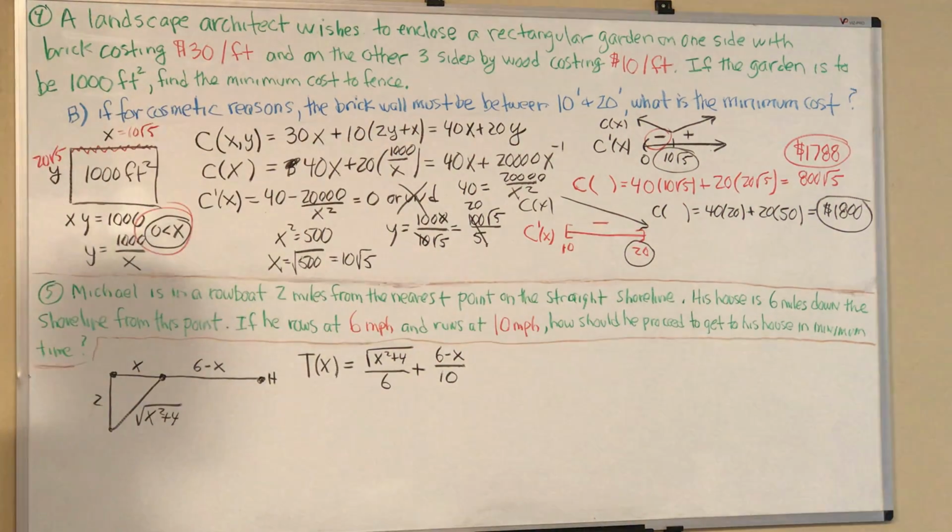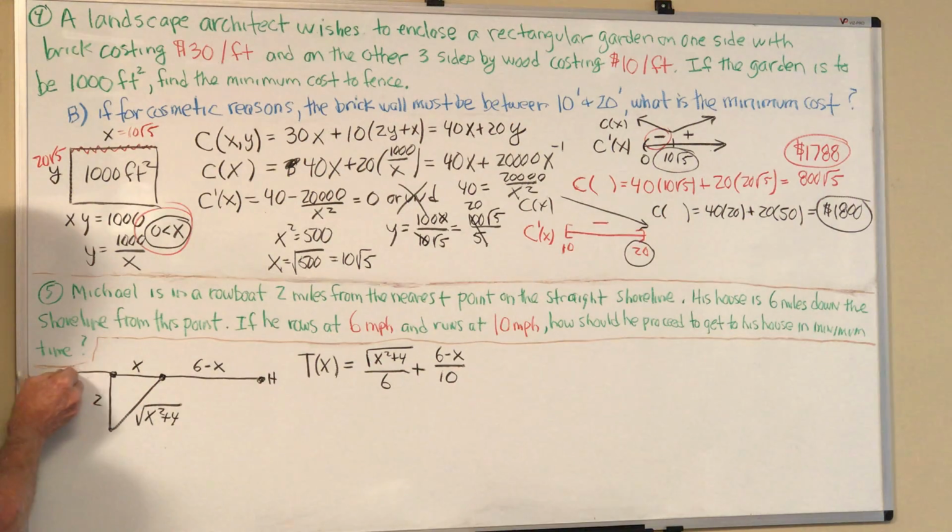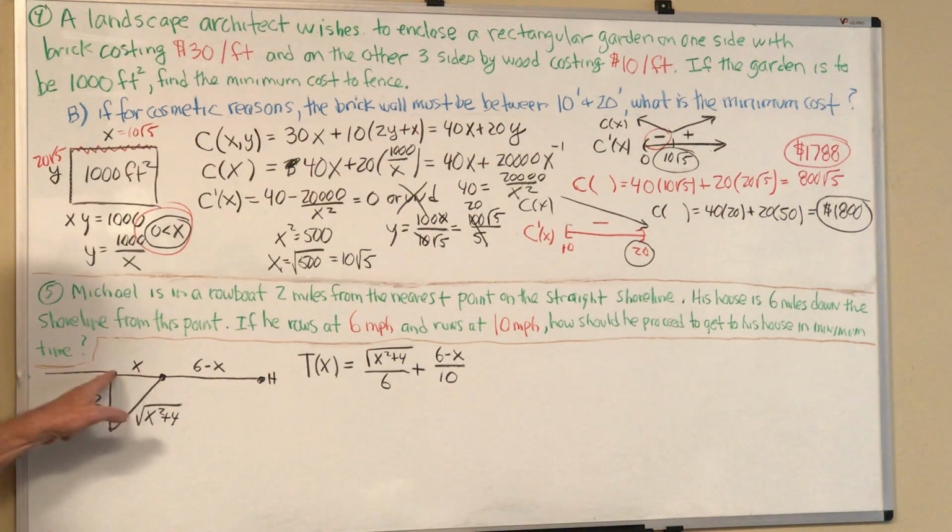So we've got our function. And it only has one independent variable. As far as the domain is concerned, x could be a negative number. You could pick x to be over here. It would be a pretty stupid decision to row away from your house.